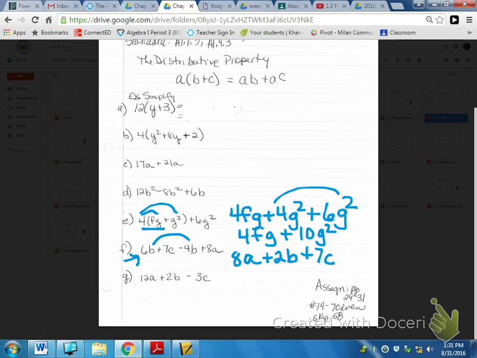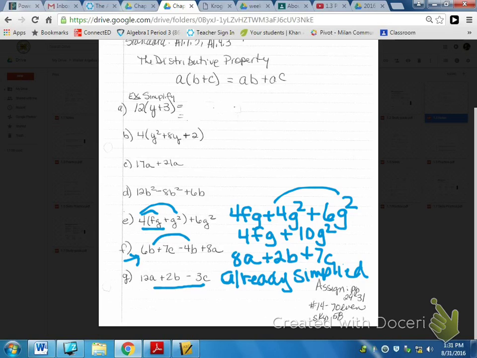Alright, and then finally 12a plus 2b minus 3c. None of those are like terms, so I'm going to say already simplified. I could do no more to that problem. That would be it. So make sure that you always do distributive property first, and then you go back through the problem and look for like terms.